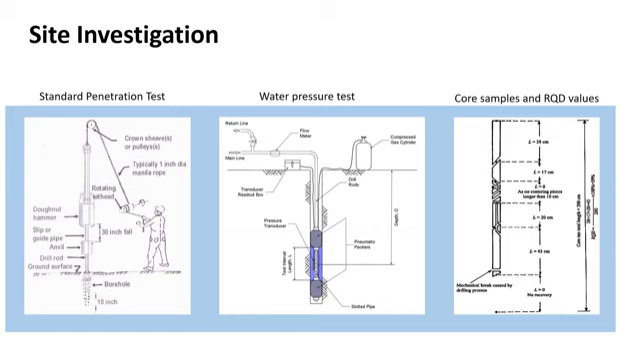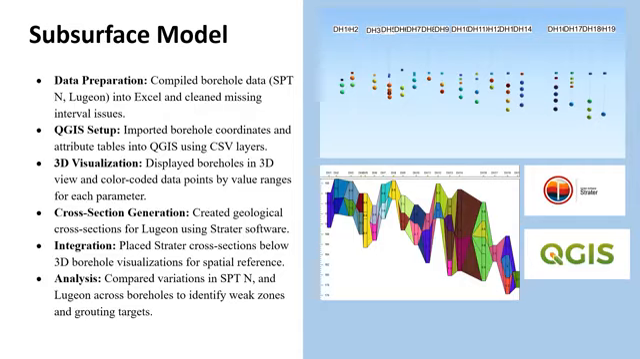the grouting strength effectively. Let's talk about how we built the subsurface model, which was a key part of turning all the field data into something usable for our grouting design. First, we gathered all the borehole data. This includes the SPT N-values and the Lugeon water pressure test results. We compiled this raw information into Excel and carefully cleaned it up, filling in any missing intervals to ensure we had consistent data for analysis.